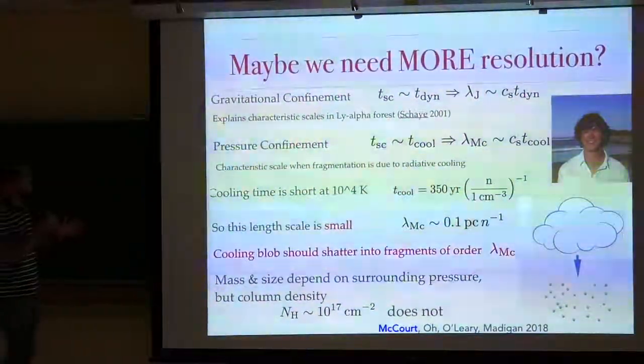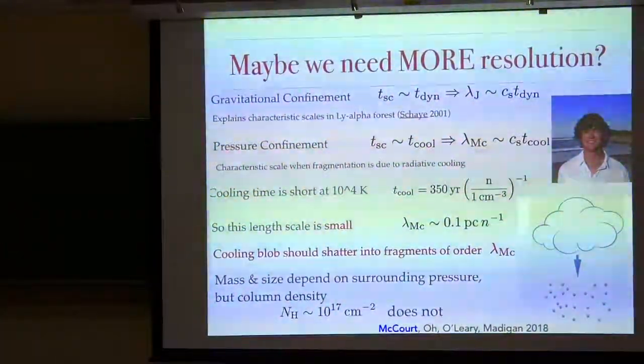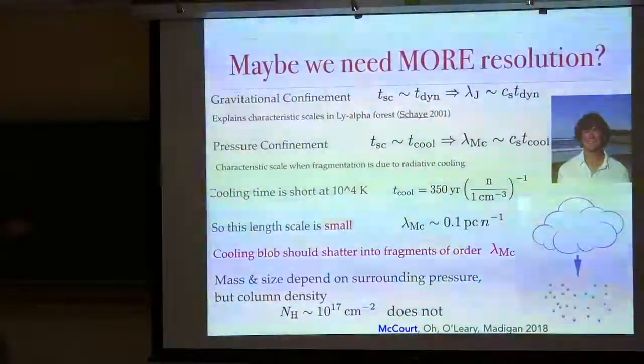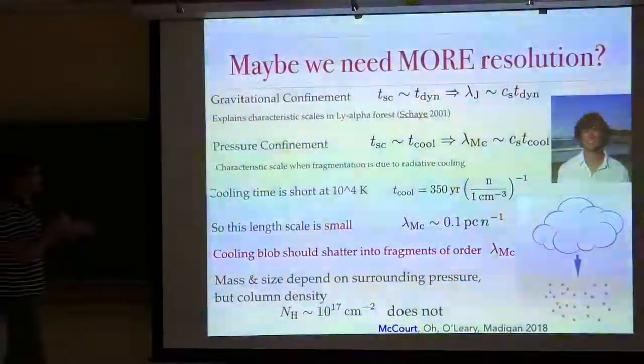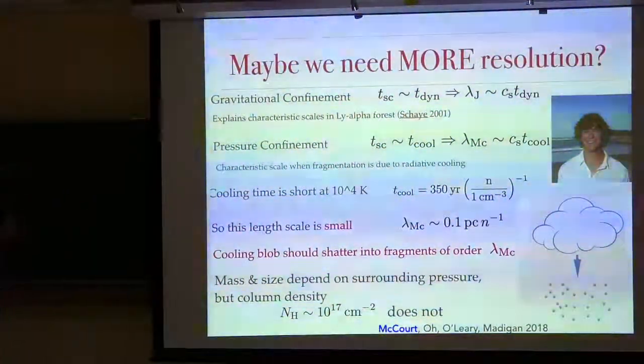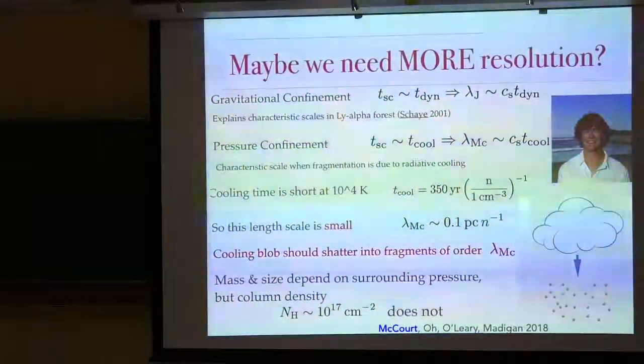And the basic argument is very simple, right? You're familiar with gravitational instability, where there's a characteristic scale, the Jeans scale, when the sound crossing time is of order the gravitational collapse time, the free fall time. And so that scale is essentially the sound speed times the free fall time.